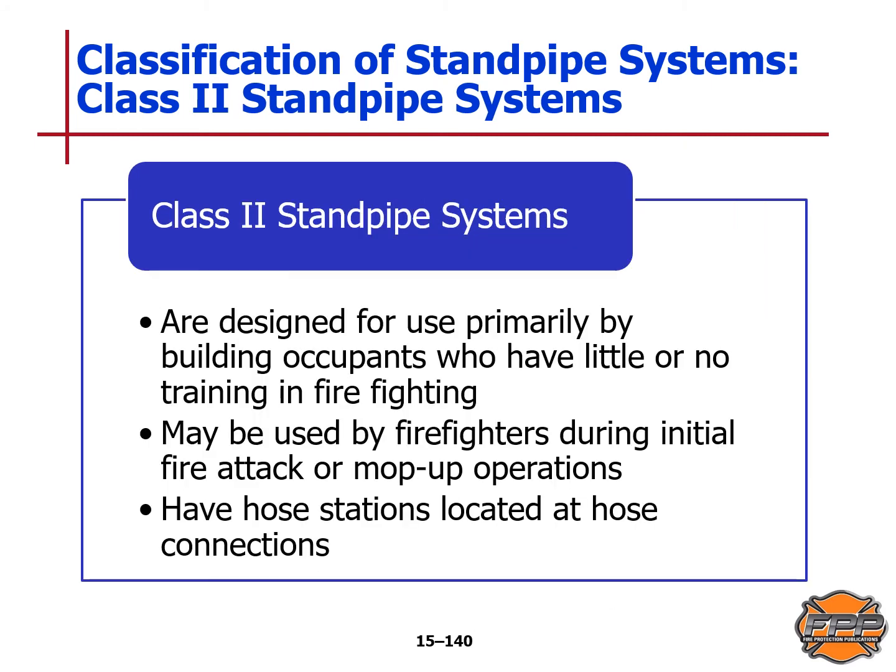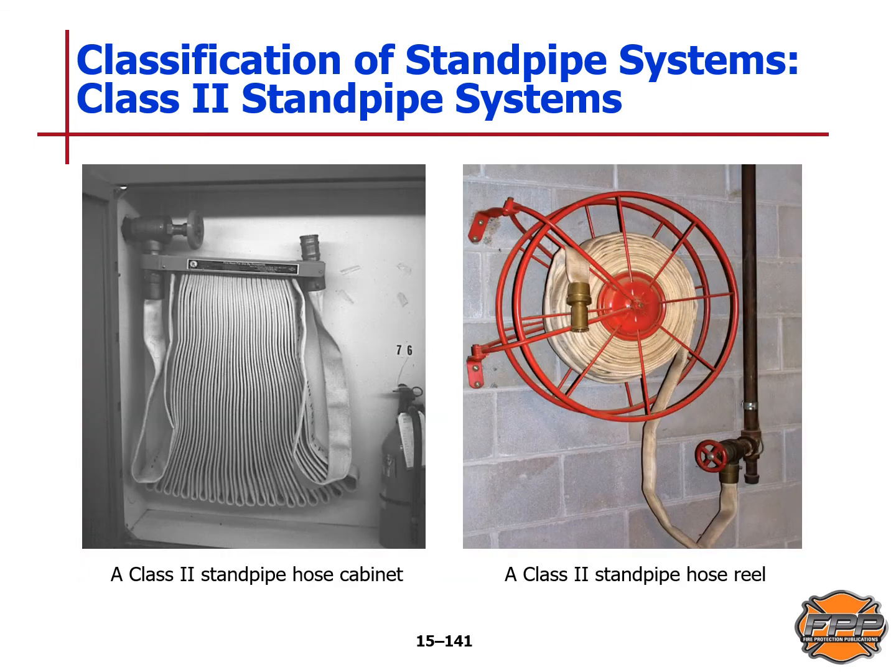A Class 2 standpipe system is designed for use primarily by building occupants who have little or no training in firefighting. It may be used by firefighters during initial fire attack or in mop-up operations. It must have a hose station located at hose connections. This is an example of a Class 2 standpipe hose cabinet, and on the right you see a Class 2 standpipe hose reel.